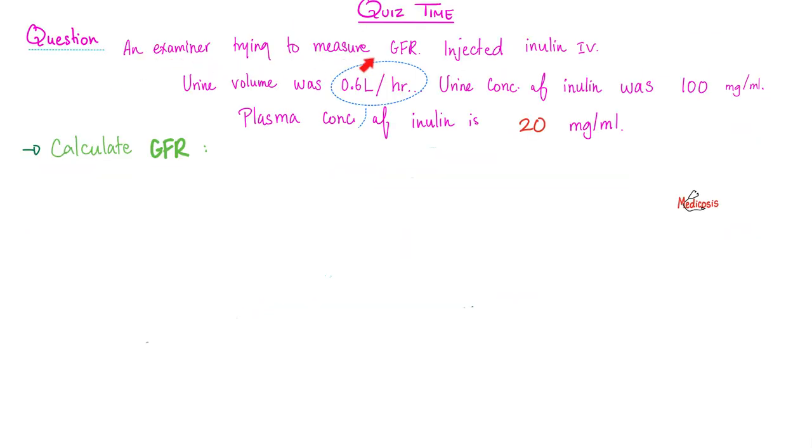Quiz time. You're trying to measure the GFR. You injected inulin intravenously. The urine volume was 0.6 liters per hour. Urine concentration of inulin was 100 milligrams per ml. Plasma concentration was 20. Can we get the GFR?